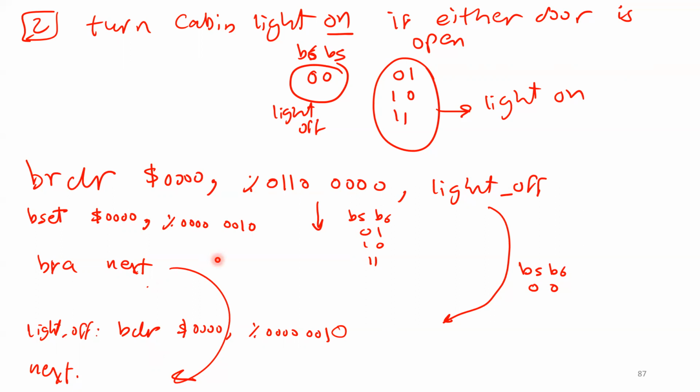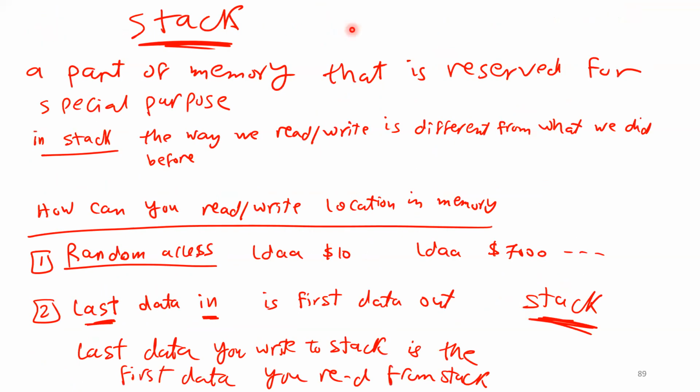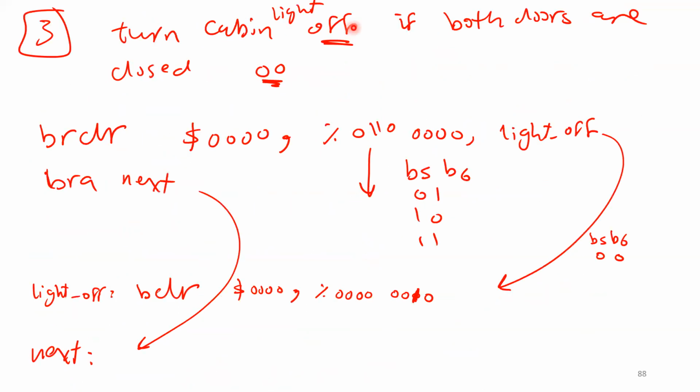Okay. I think I'm gonna have one more example before I do stack. So for example, I want to do it in a different logic. I want to turn the cabin light off if both doors are closed. I want to do it this way. So if the two bits are 0, 0, please turn it off.